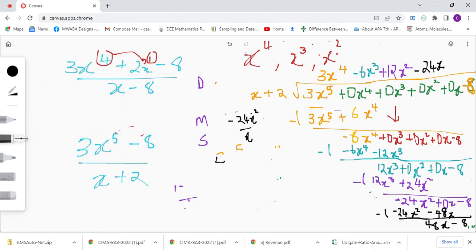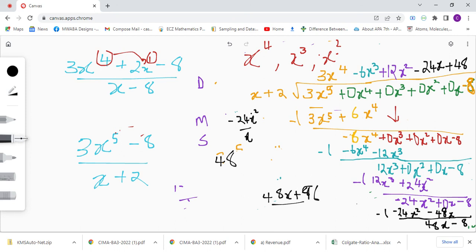So we say 48x divided by x, we get 48. So it's a plus 48. 48 times x, we get 48x. 48 times 2, we get 96. So it's a plus 96.